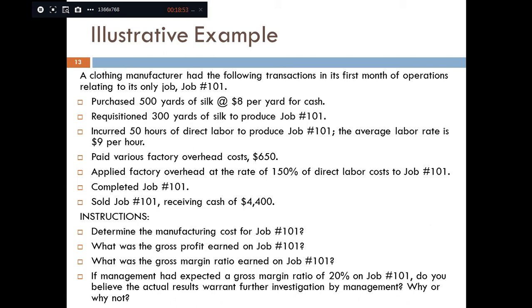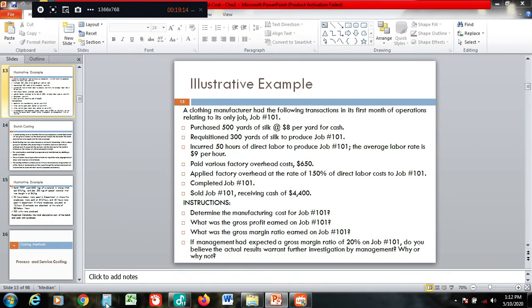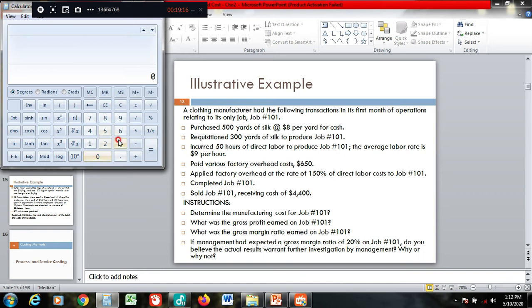So let us determine first the total cost, job cost, which is the sum of direct material plus direct labor plus overhead. So direct material, 300 at 8 which is 2400.